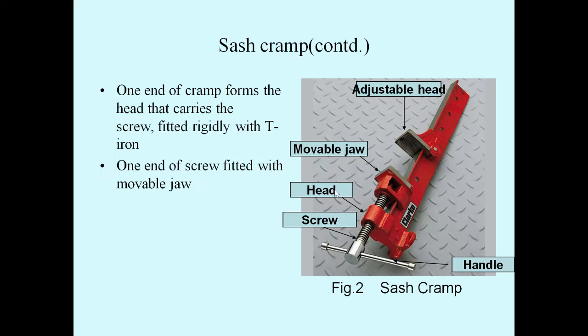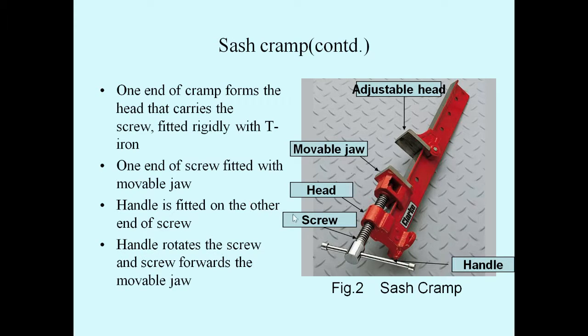Next, the other end of the screw is fitted with the movable jaw, and the handle is fitted on the other end of the screw. You can see here the handle is fitted to the other end of the screw. The handle rotates the screw and the screw moves the movable jaw, so when the handle rotates, it causes movement of the movable jaw in the forward direction.